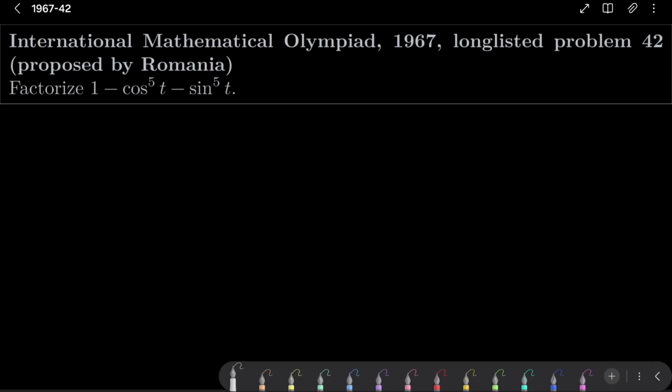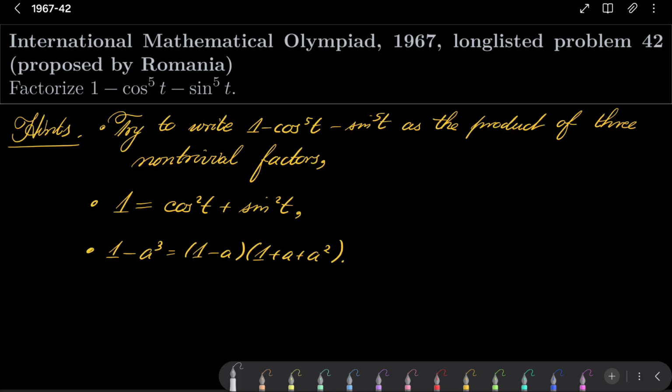Hello friends, in this video I'd like to solve the following problem from the International Mathematical Olympiad 1967, long-listed problem 42, proposed by Romania. We wish to factorize 1 minus cosine to the fifth power of t minus sine to the fifth power of t. So here are my hints for this problem.